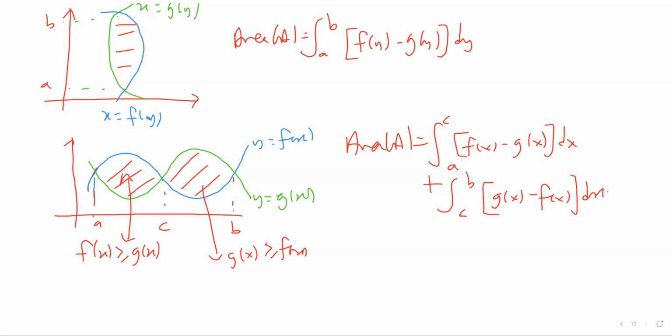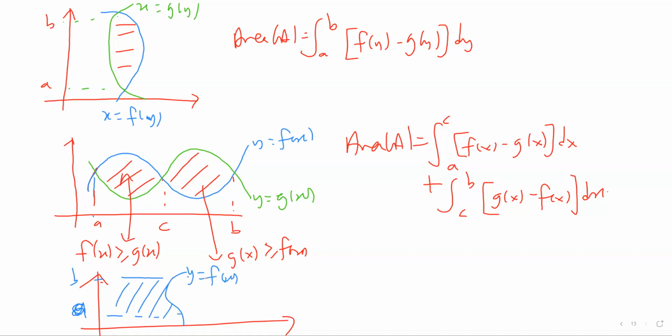Okay, and then of course the easiest one is that sometimes you are given a curve like that, where x is equal to f of y, and in that case, of course, your area is the integral from a to b of f of y dy. But that's not all.